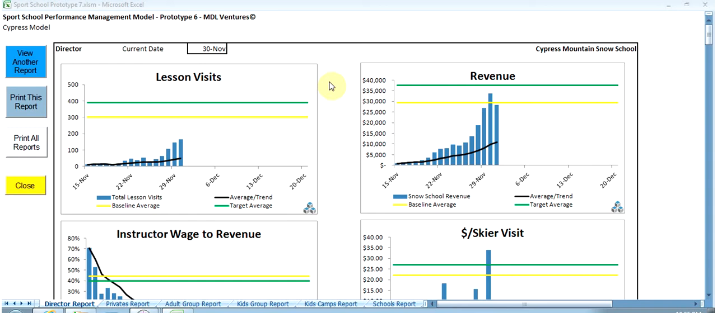business. We've identified 4 key metrics that show you clearly how your business is performing: lesson visits, revenue, instructor wage to revenue, and in this example, dollar per skier visit. Each measure has a chart that allows you to compare daily performance to your baseline average or your average daily performance last year, target average or your average daily target for this year, and your trend. The trend is simply your average performance so far this year.